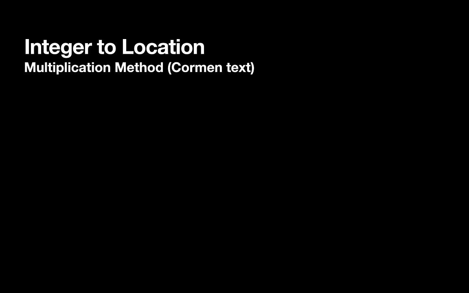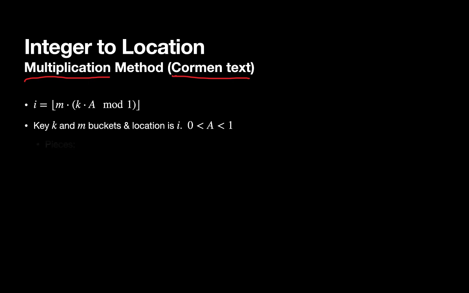Okay, let's move on and talk about the multiplication method, which is just slightly more complicated. This is fully described in the Cormen text, the Introduction to Algorithms textbook that's a recommended reading. The formula for this looks something like this: i is equal to the floor of m times the quantity k times a mod 1. Okay, so let's break this down to its individual pieces.